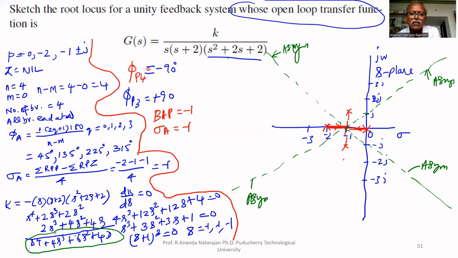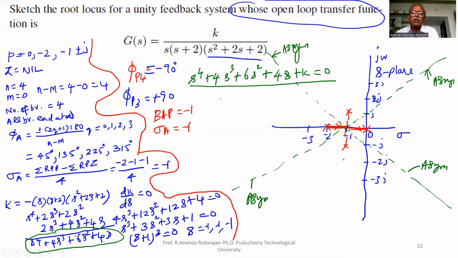That is s power 4 plus 4s cube plus 6s square plus 4s plus 4s plus k equal to 0. That is the characteristic polynomial, the characteristic equation. How did we get the characteristic equation? 1 plus g of s equal to 0. From that, we get the characteristic equation.